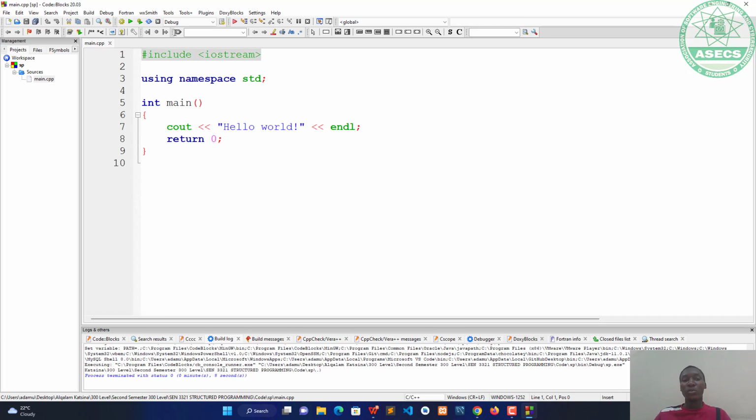You have to tell C++, okay, I want to use this library. And this is the way. You will just say hash include, then you specify the name of the library. Like you usually do in Java, importing scanner, like you import java.util.Scanner or import many. So it's the same thing with hash include iostream.